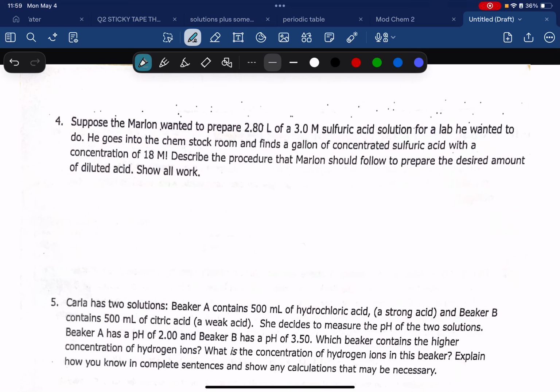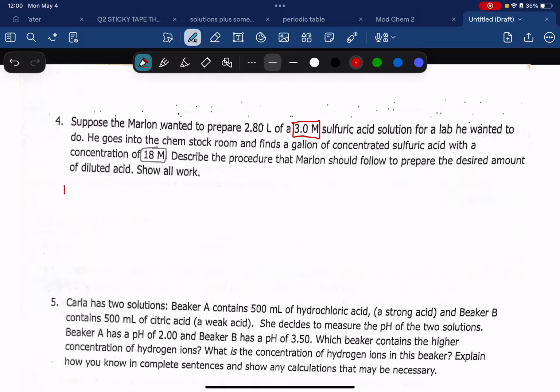All right, here's number 4. Suppose that Marlon wanted to prepare 2.8 liters of a 3 molar sulfuric acid solution for a lab he wanted to do. He goes into the chem stockroom and he finds a gallon of concentrated sulfuric acid with a concentration of 18 molar. So we can tell right away that this is way more concentrated than we want. We want a solution that has a molarity of 3, and our stock solution is very concentrated with a molarity of 18.